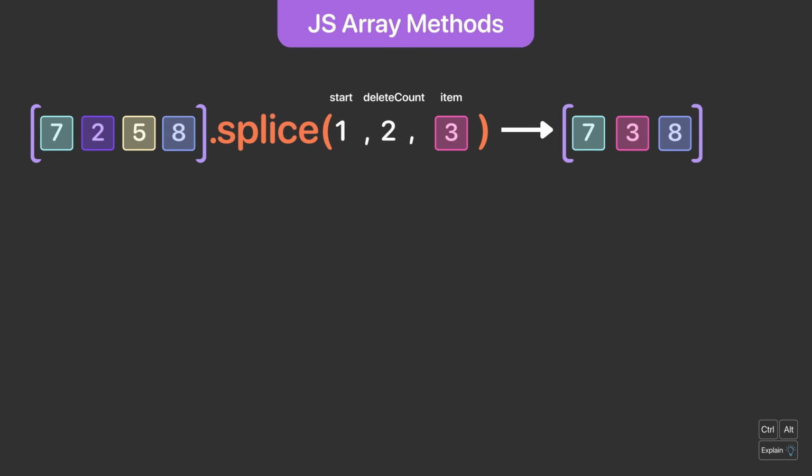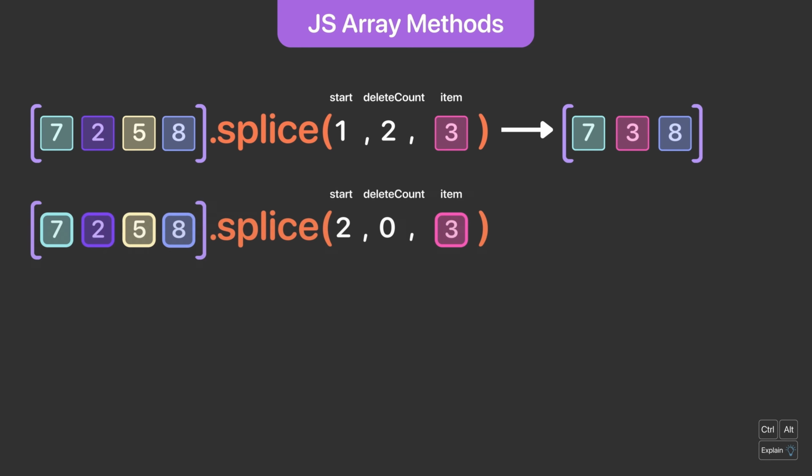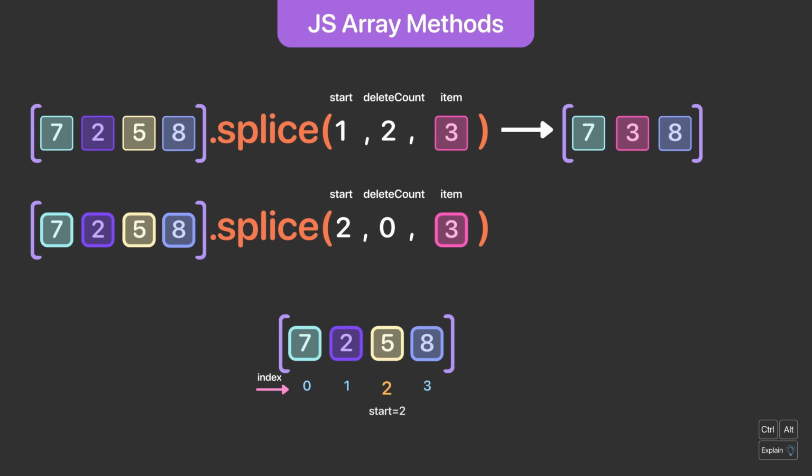Splice doesn't always have to remove elements. If the delete count is set to 0, nothing is deleted at all. This time we call splice(2, 0, 3). The start value is 2, so the insertion point is index 2. Because delete count is 0, JavaScript removes nothing. It just opens up space at that index. Then 3 is inserted exactly at index 2.